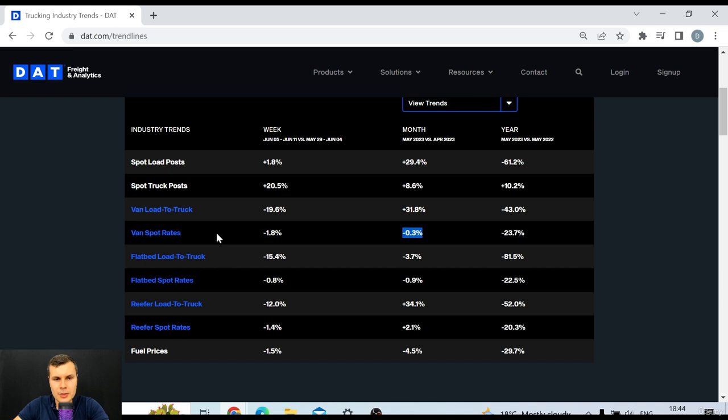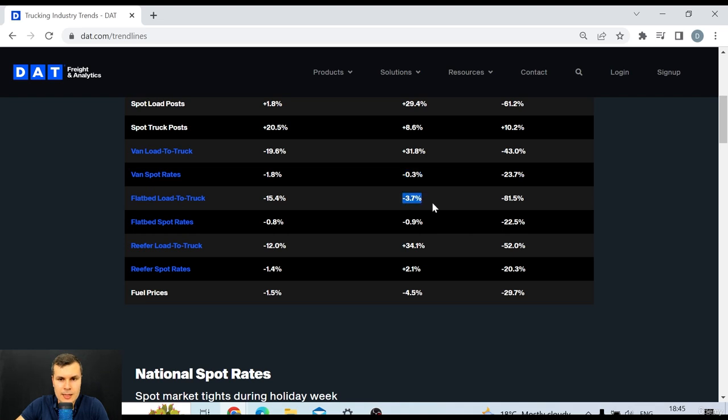And then the spot rates, so average prices, actually haven't increased, even though the demand became higher. This is normal. Usually it takes a bit of time for the prices to adjust to the changes in demand and supply. So it would be expected that the prices would grow over time if this number of demand remains higher than the supply. And we have the same for the flatbed.